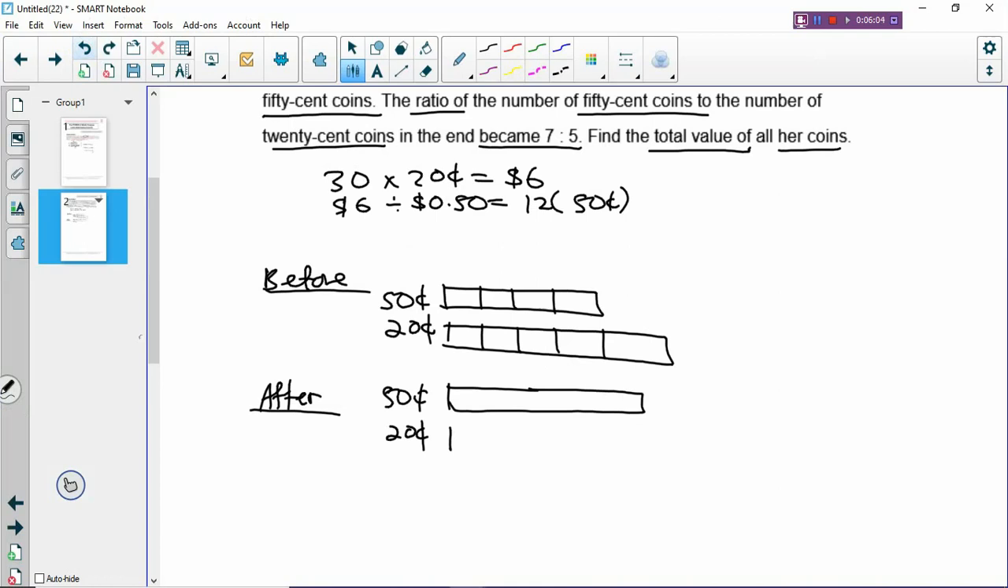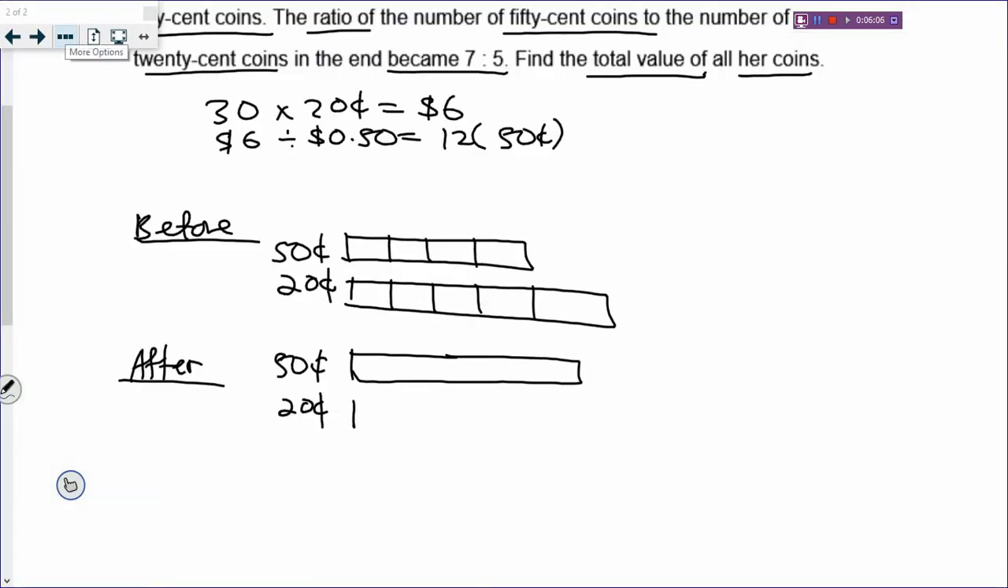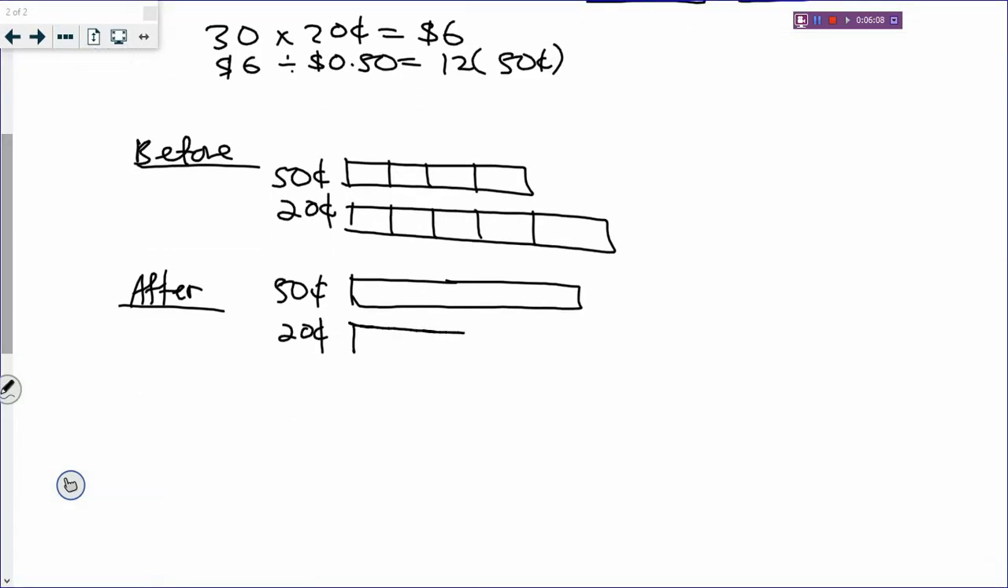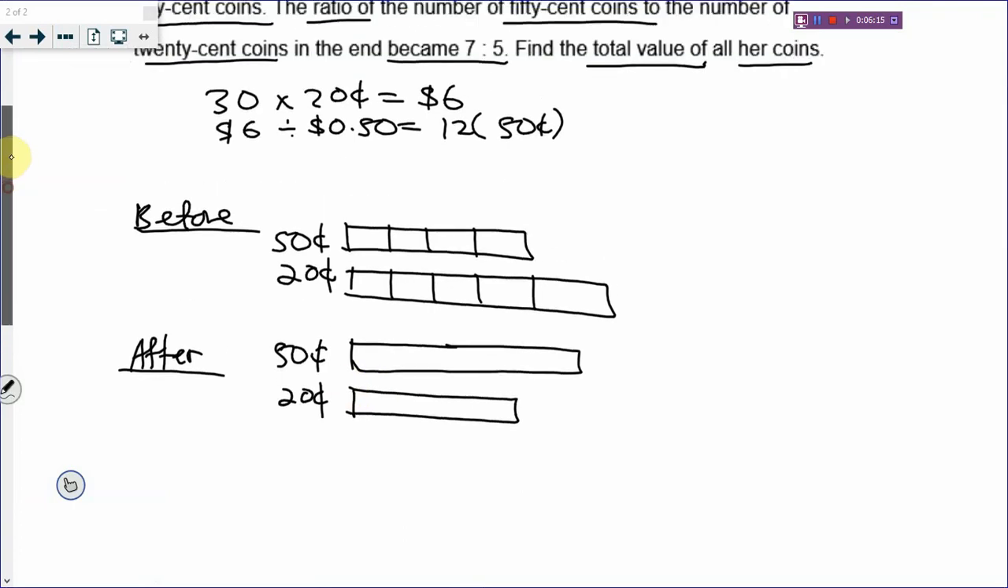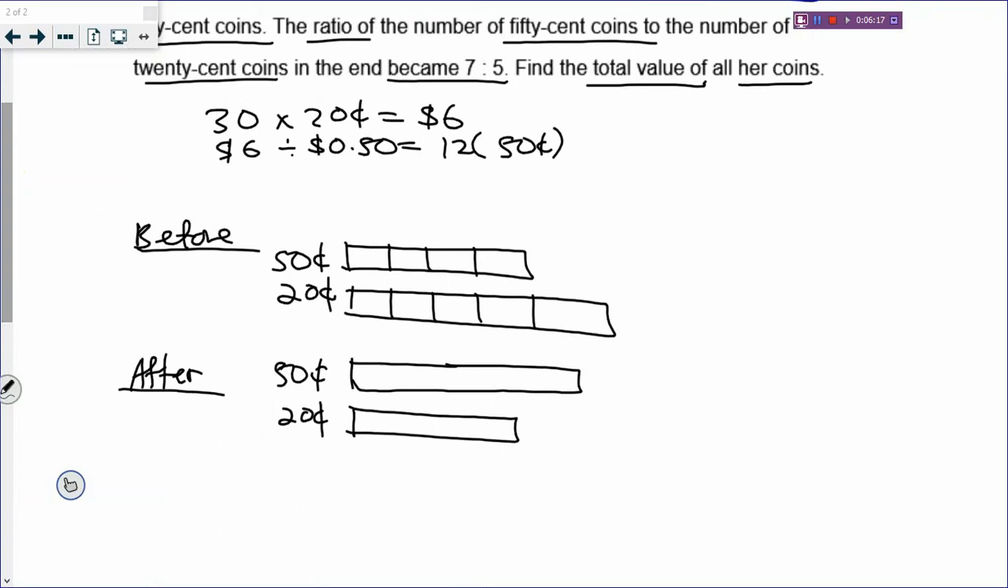You don't have to be perfect in your drawing, but you have to try to be as accurate as you can, otherwise it's very hard to compare. In the end the ratio became 7:5, which means that for the 50-cent coins there are 7 boxes in the end. So 1, 2, 3, 4, 5, 6, 7. And the 20-cent coins will be 5 in the end. Something like that.